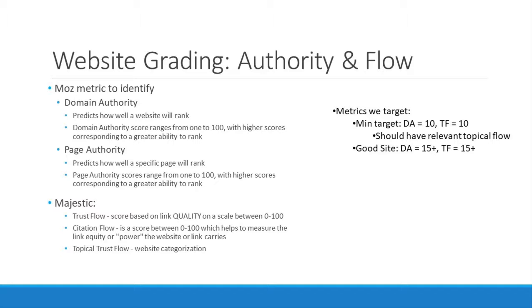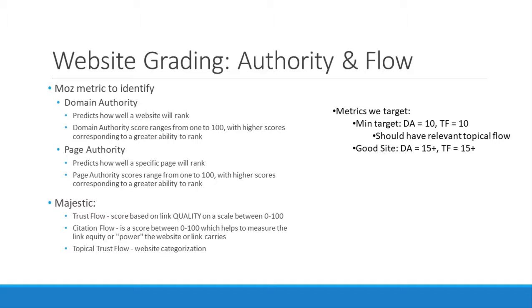And then we use Majestic to identify trust flow, which is a score based on the link quality, right? So how trustworthy is it? Is it a bunch of spammy links from China or India, or are they a bunch of US-based links from, in our case, medical journals?